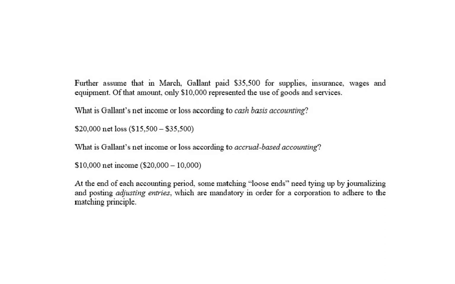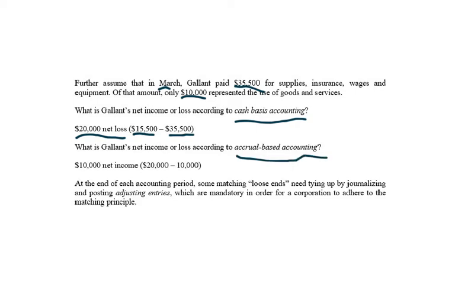So that was the revenue. Now we'll look at the expense side. So let's say in the same month, March again, they paid $35,500 for supplies, insurance, wages, and equipment. And of that, only $10,000 represents use of goods and services. What's cash basis going to say is their net income or net loss? Well, again, revenue was $15,500 from the previous slide, minus the $35,500 ends up a net loss of $20,000.